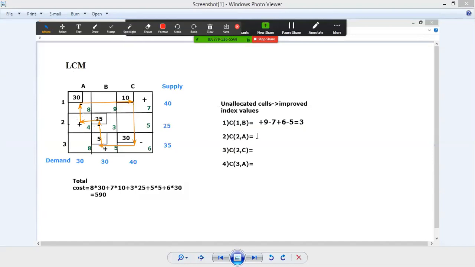Now compute a net cost for this particular cell, that is plus 4 minus 8 plus 7 minus 6 plus 5 minus 3. Okay, you will get a negative value here, that is minus 1.